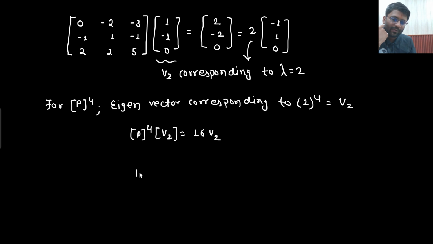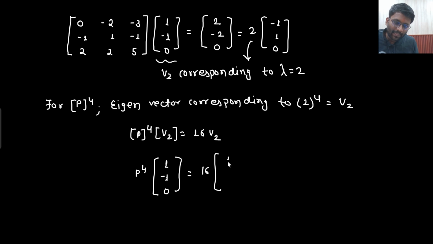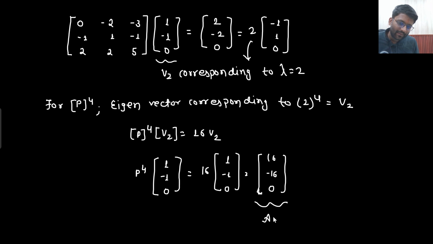So what is P to the power 4 times V2? V2 is (1, -1, 0). Multiply with 16, and what is the answer you are getting? 16, -16, and 0. That's the answer you will get. There you go.